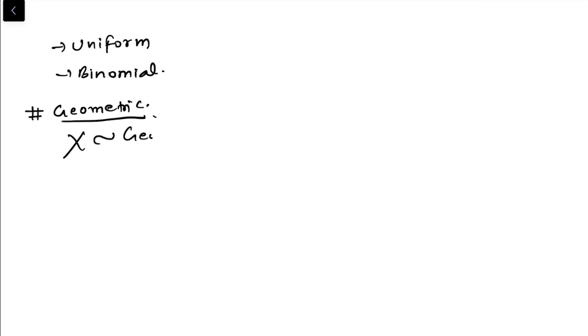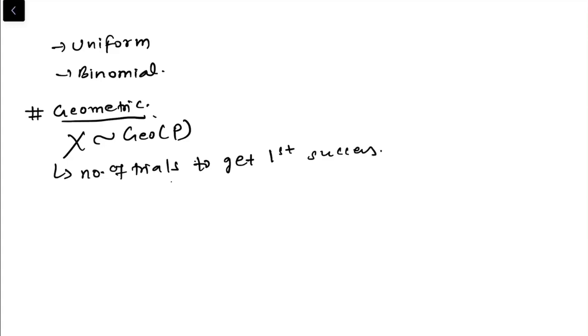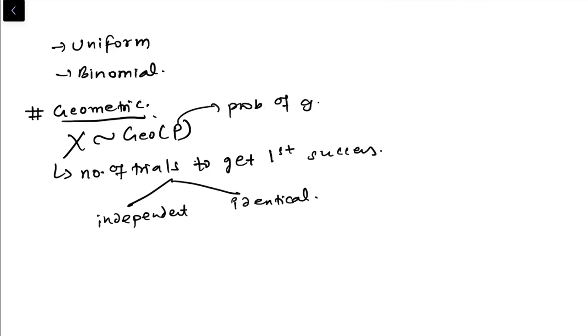X follows geometric P, where X is the number of trials to get first success, and trials are independent and identical. P is the probability of getting first success in xth trial.